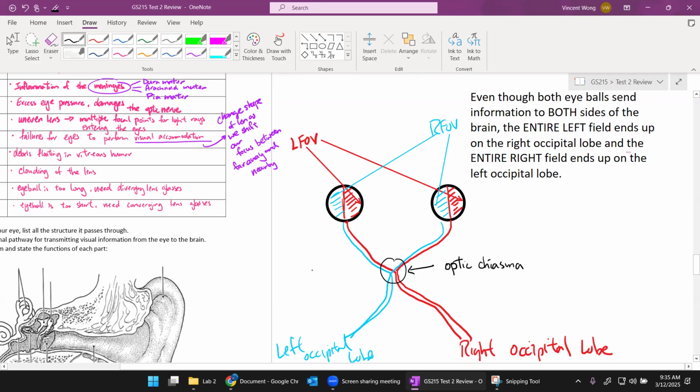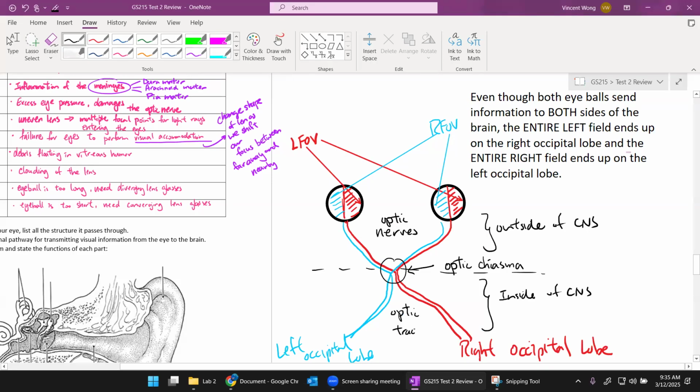Before the crossing point, we are outside of the brain, outside of the CNS. That's why these are called nerves, optic nerves. Once we cross the optic chiasma, we are inside the CNS, so we call them optic tracts. Of course, I didn't put in the thalamus here, but you know it's there. We don't process everything that we see, like the gorilla video I showed you, right? So that's the visual path.